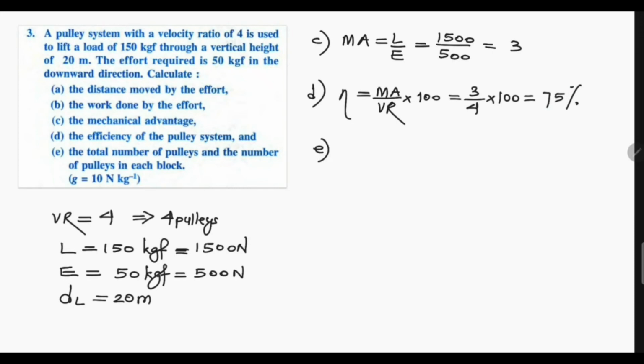E part, they have asked to calculate the total number of pulleys. So total number of pulleys is equal to velocity ratio, which is equal to 4. And how many will be there in each block? If you remember the diagram, 2 in the upper block and 2 in the lower block. So 2 pulleys up in the fixed block, 2 pulleys down in the movable block is the answer.